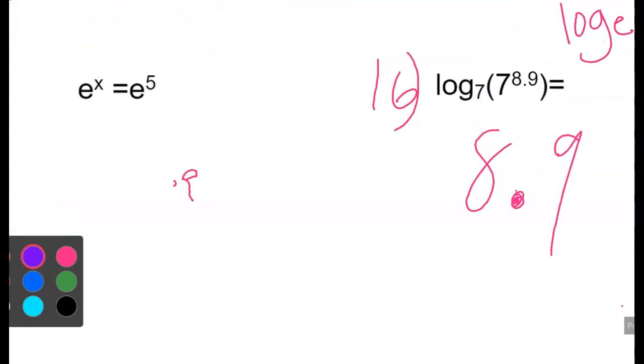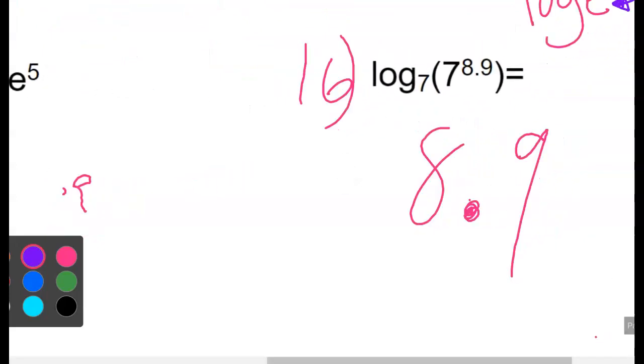Same thing happened here on number 16. The parentheses don't do anything. So here, log base 7 of 7, what happens? They cancel. You may be wondering, okay, they cancel, but isn't that 8.9 still an exponent?